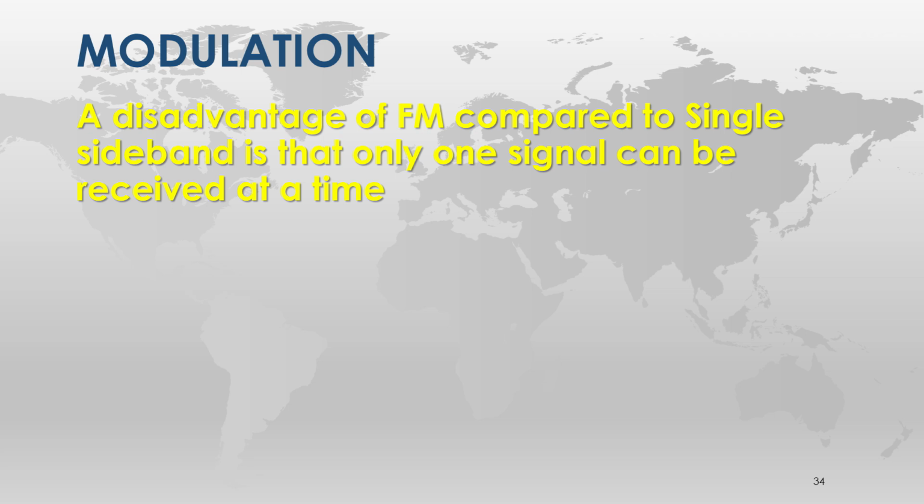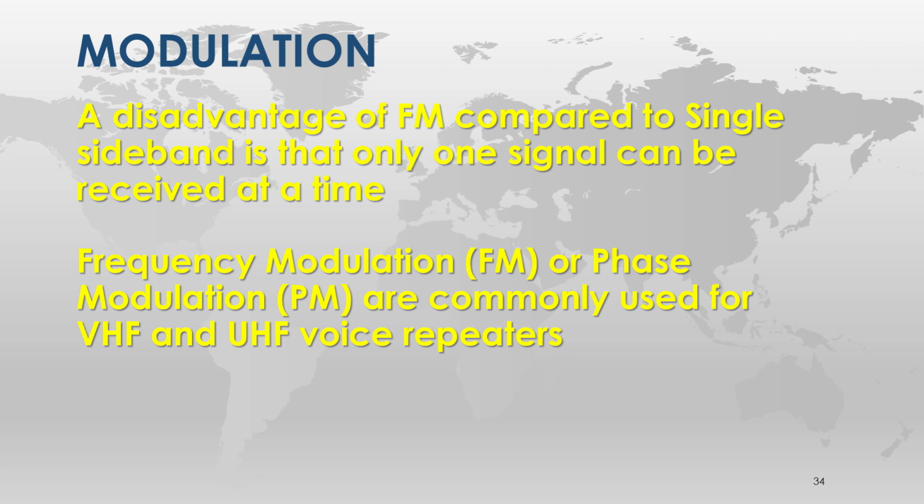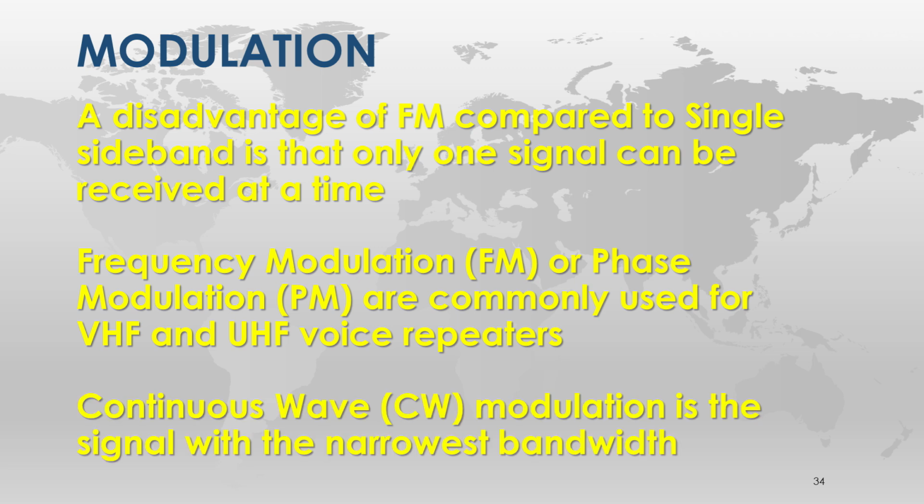Okay, disadvantage of FM compared to single sideband is that only one signal can be received at a time. Frequency modulation or phase modulation are commonly used for VHF and UHF voice repeaters, and they can be done with the same technology inside the radio. Continuous wave modulation is the signal with the narrowest bandwidth. CW has the narrowest bandwidth. FM and PM are commonly used for voice repeaters in VHF and UHF. Lots of yellow up there.